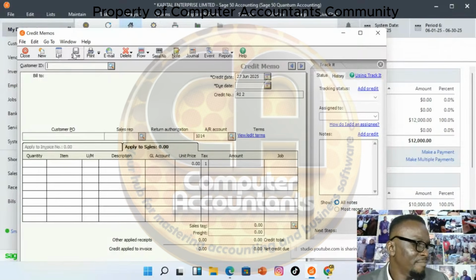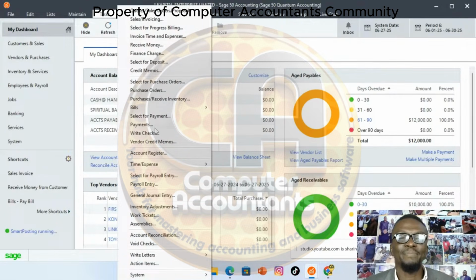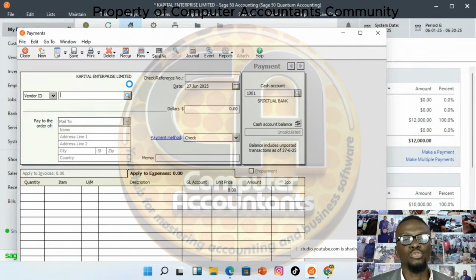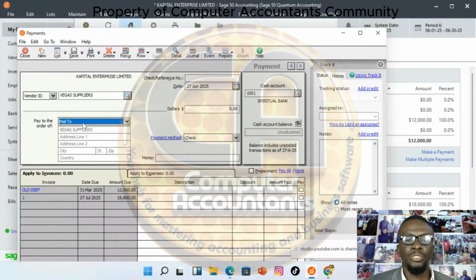We are paying Vegas suppliers by check. So remember, we are owing Vegas, so we are paying him by check. So go back to tax and select payment. So call up Vegas. You can see what we are owing Vegas: the 12,000 from the beginning balance plus the new transaction.